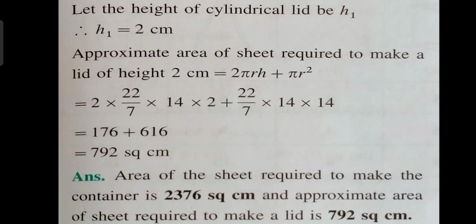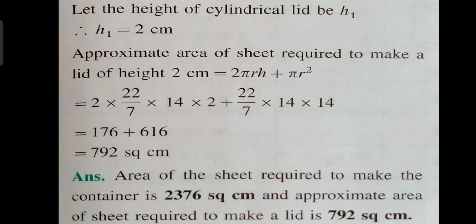Here we have done 2 into 22/7 into 14 into 2, that is the height, plus 22/7 into 14 into 14. After doing the calculation, we get 176 plus 616 is equal to 792 square centimeter. So the answer is that the area of the sheet required to make the container is 2376 square centimeter, and the approximate area of the sheet required to make a lid is 792 square centimeter. So with this students, exercise 16.2 is completed.